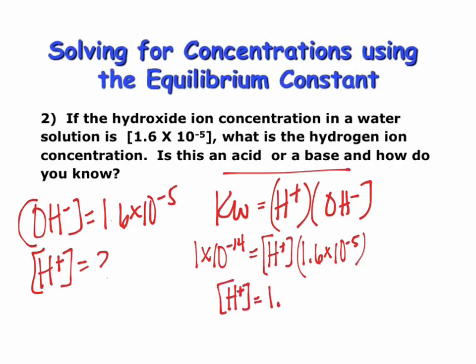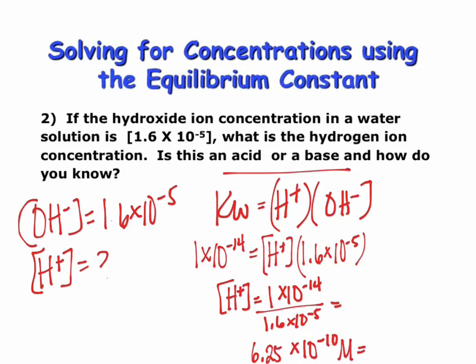So 1 times 10 to the negative 14 divided by 1.6 times 10 to the negative 5th. You should get something to the negative 10th. 6.25, and that would be big M, and that's equal to my H plus concentration. Now, which one's bigger, OH or H plus? OH. So what type of solution is this? Basic.